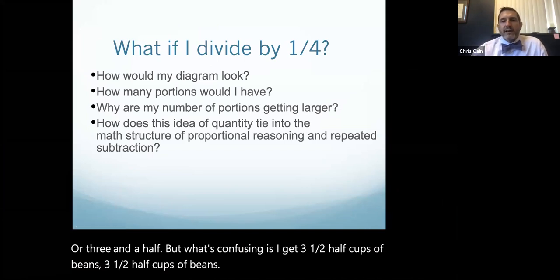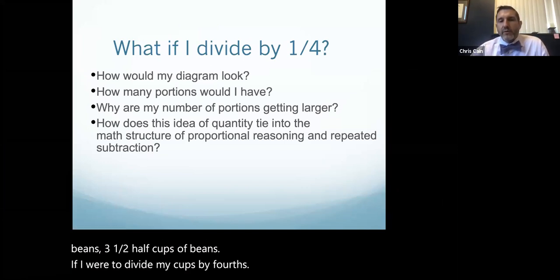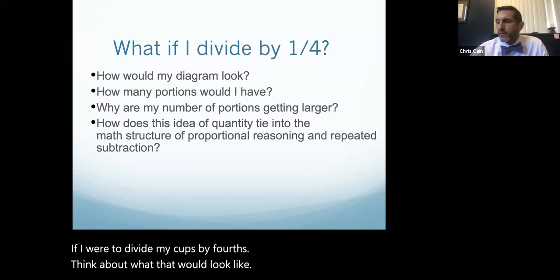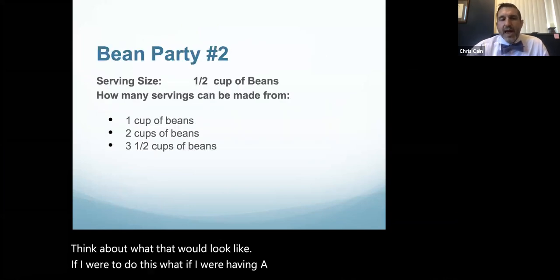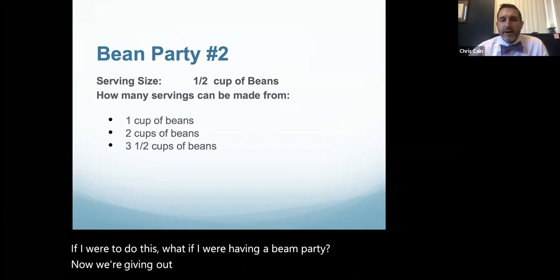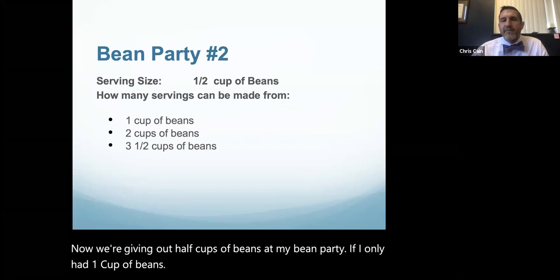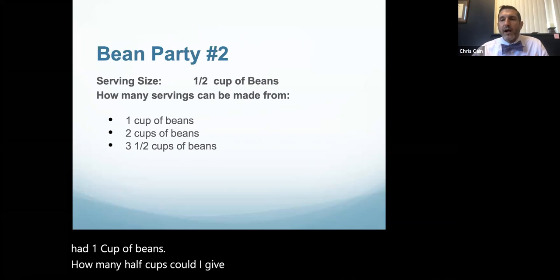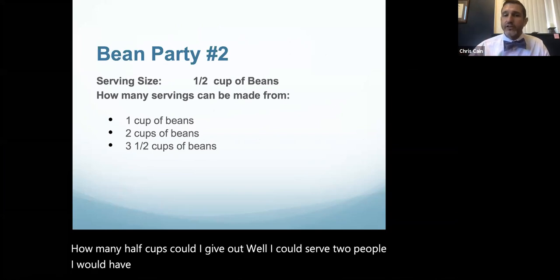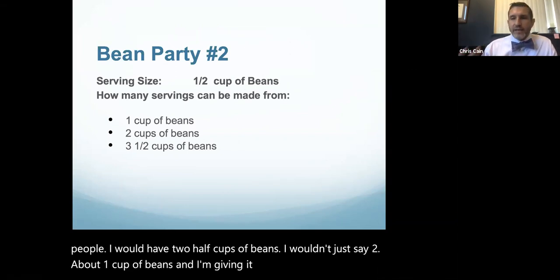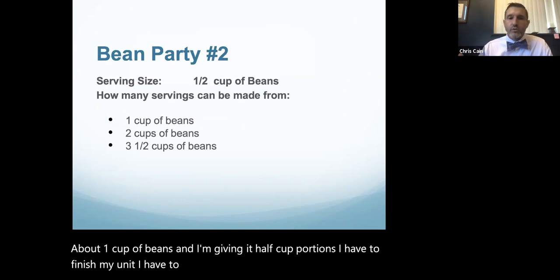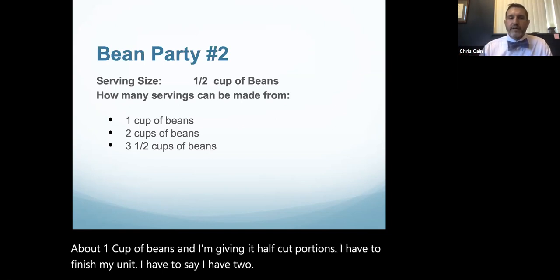If I were to divide my cups by fourths, think about what that would look like. What if I were having a bean party and I were giving out half cups of beans at my bean party? If I only had 1 cup of beans, how many half cups could I give out? Well, I could serve 2 people. I would have 2 half cups of beans. I wouldn't just say 2. If I have 1 cup of beans and I'm giving out half cup portions, I have to finish my unit.